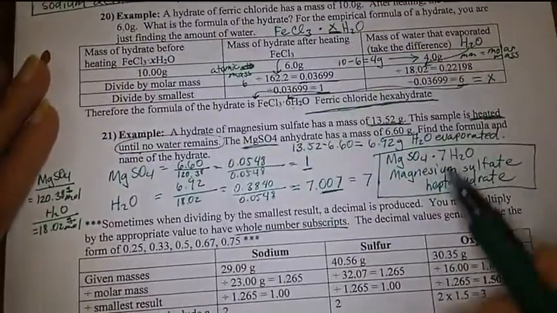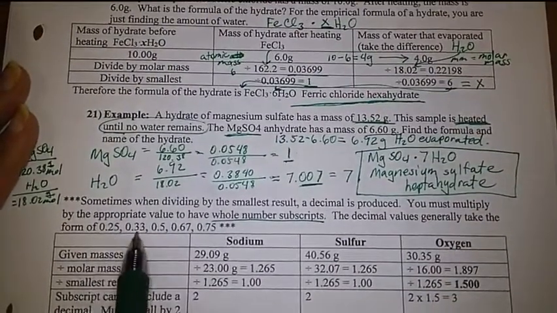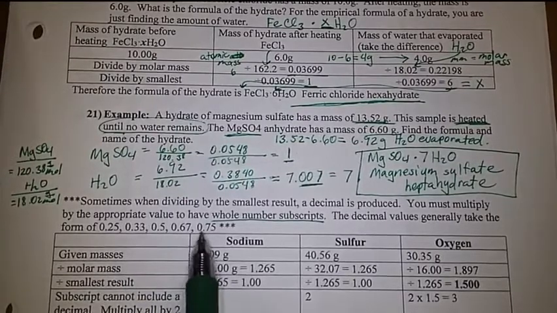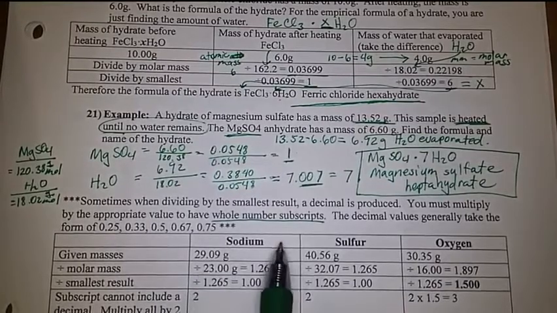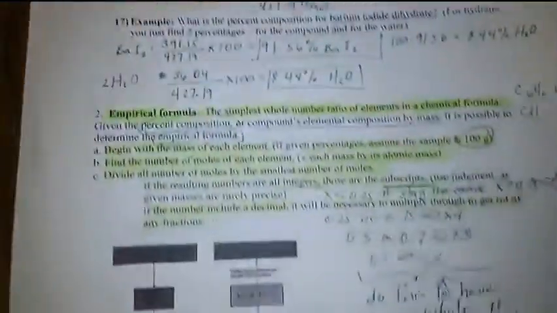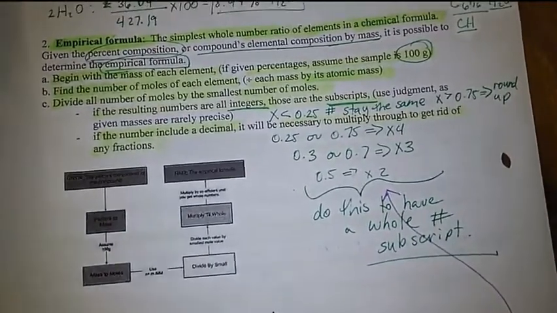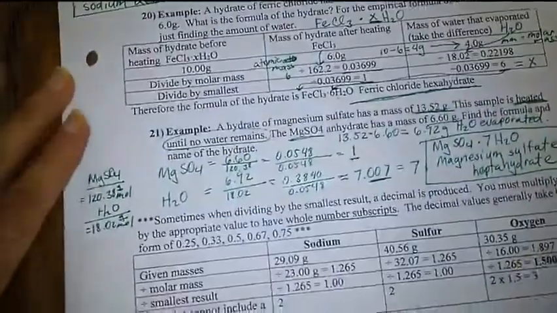Okay, so let's go back to our problem. So the decimal values generally take the form of 0.25, 0.33, 0.5, 0.67, and 0.75. And each one of these, you multiply it by its respective number to give you that whole number. For example, 0.75, you can multiply by 4 to give you the next whole number. Okay? Just like 0.5, you can multiply it by 2 to give you the next whole number.